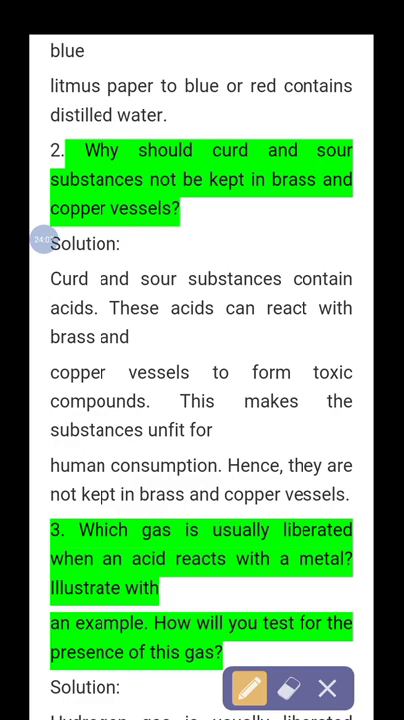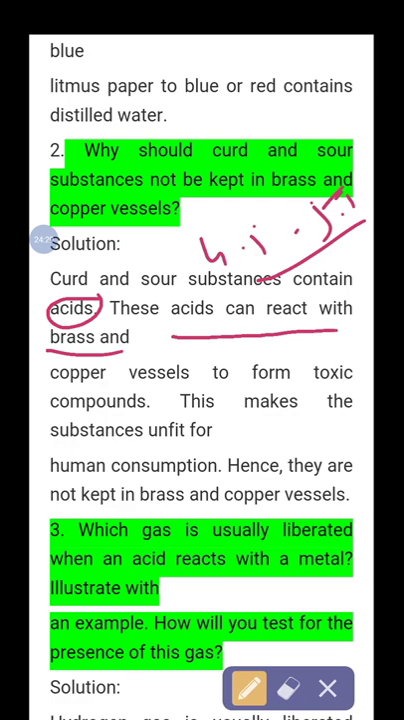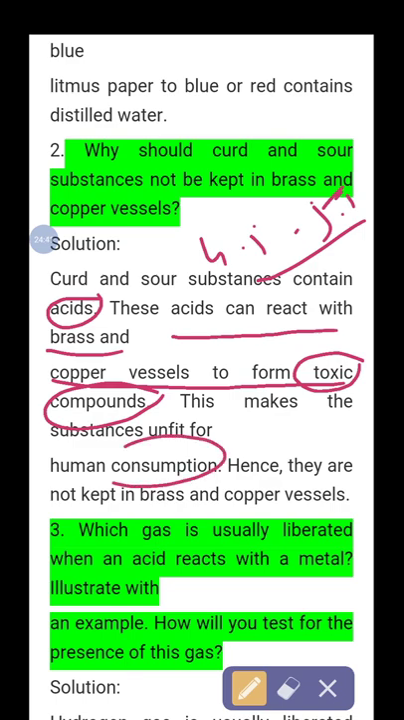We generally use glass or steel materials because curd and sour substances contain acid. As we studied in the previous slide, the pH value of curd is 4.5 to 5.5. These acids can react with brass and copper vessels to form toxic compounds. Toxic compounds are poisonous compounds that are not suitable for our health, making the curd unfit for human consumption. Hence, curd is not kept in brass or copper vessels because it can react with the brass or copper.